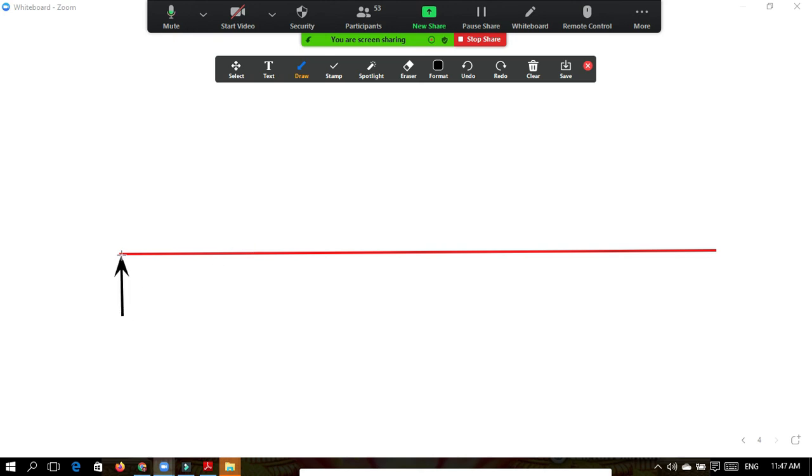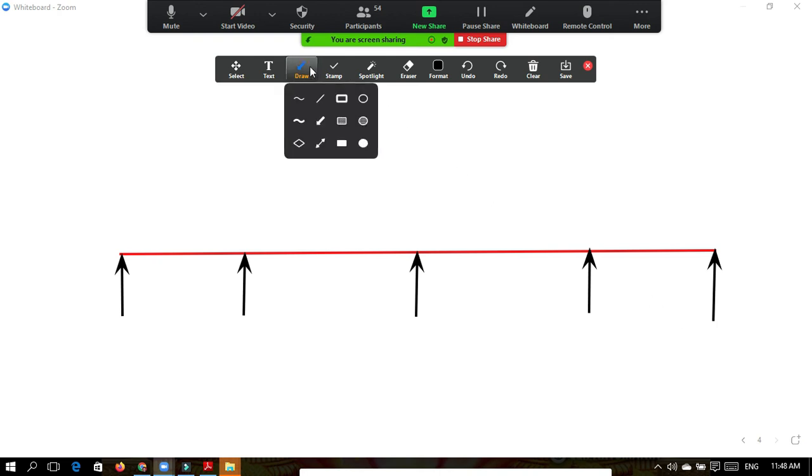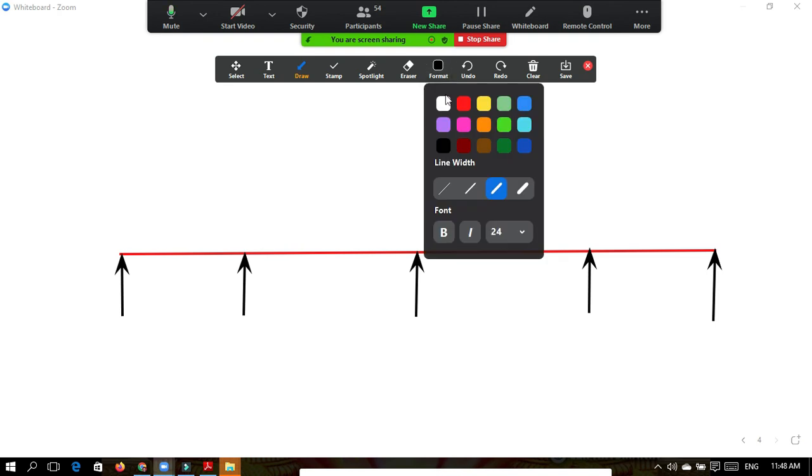here is one support. Here it is. Now a four span continuous beam is there. First span, second span, third span, and fourth span. So this is our four span continuous beam.